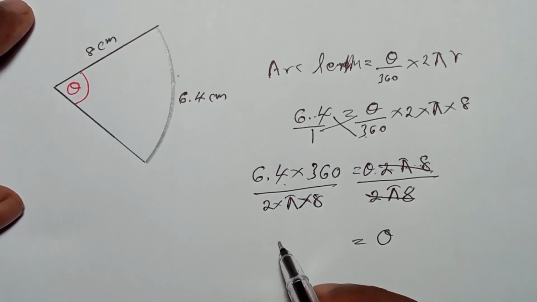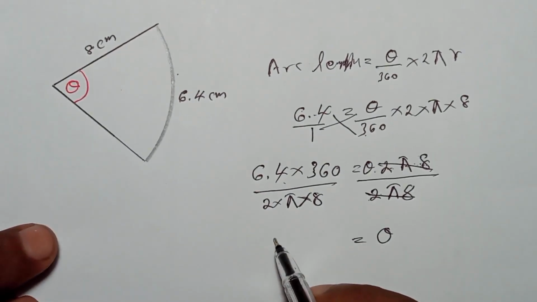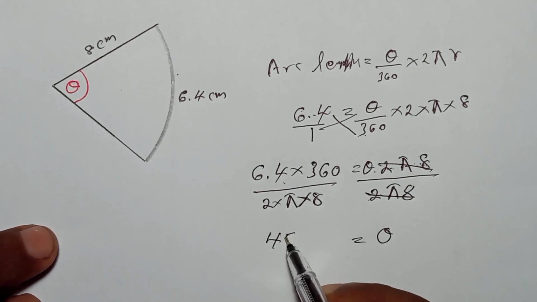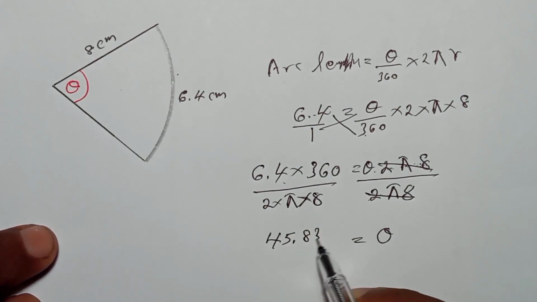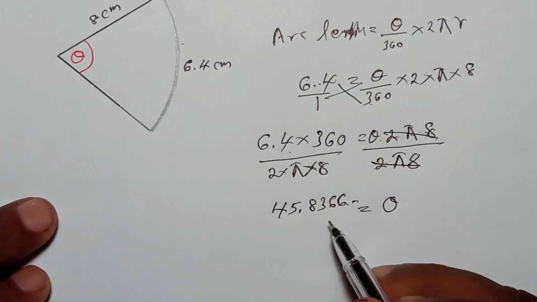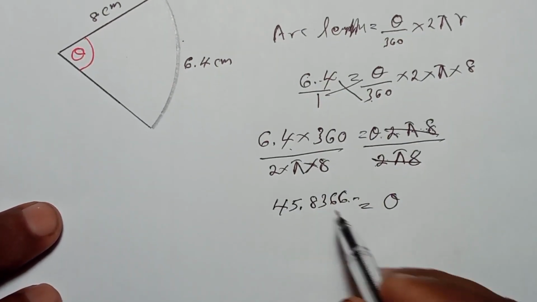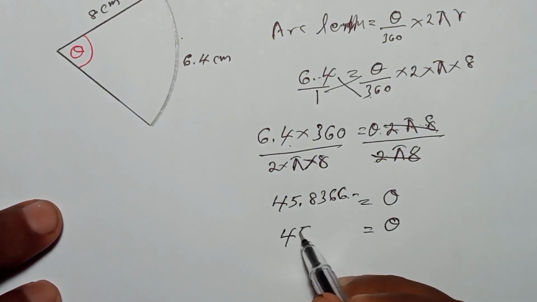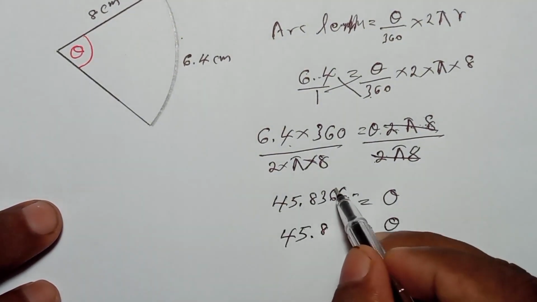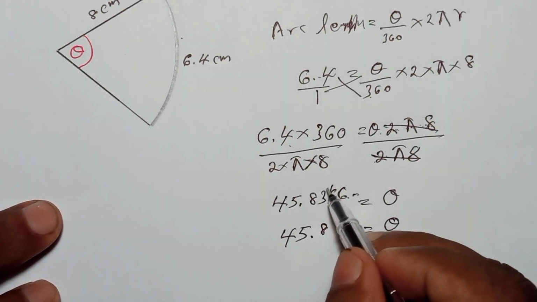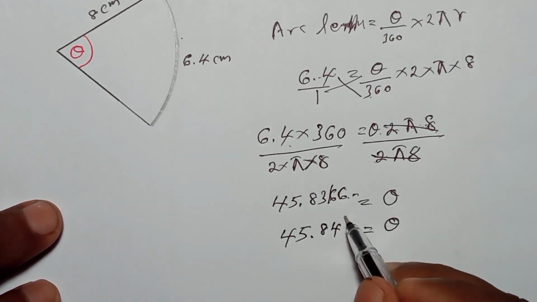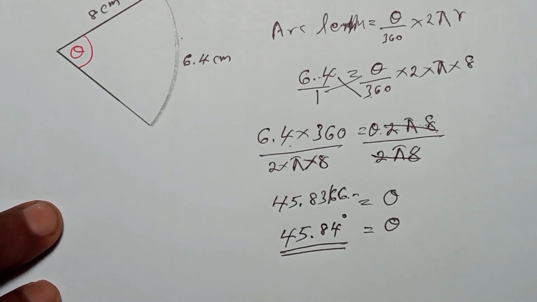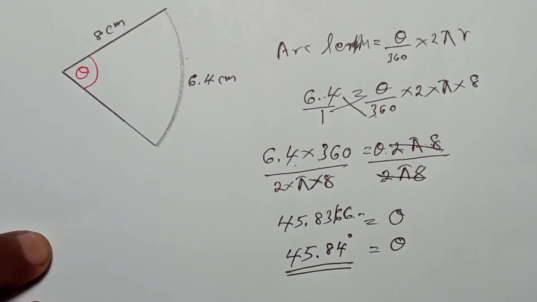So here your answer will be, I got 45.8366, like that. I can give it to 2 decimal places because they asked for 2 decimal places, so here your theta angle will be 45.83, and the 6 is greater than 5, so you should add 1 here, so 45.84 degrees. So this is the answer for that theta angle, the value of theta.